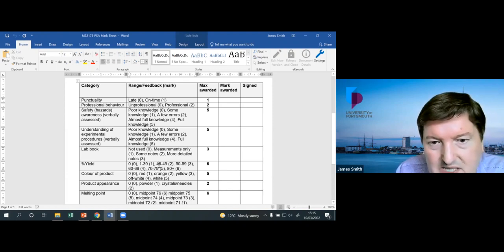Percentage yield, I mean, that speaks for itself, really. If you're getting 80% yield, you get 6 out of 6. And if you're getting somewhere between, they're the marks. So you don't want to be losing too much product, otherwise you lose some marks here.